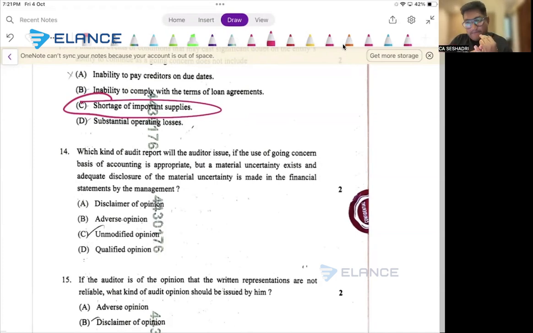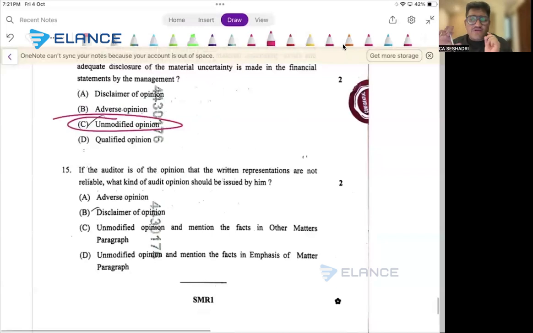Listen, appropriate, pakka, unmodified. Inappropriate, adverse. It's appropriate, but there is a material uncertainty. If it is disclosed, all clear, unmodified. If it is not disclosed, qualify the report. Here, the answer is they have disclosed it, hence it is unmodified opinion. Very simple. You can easily score 30 on 30.